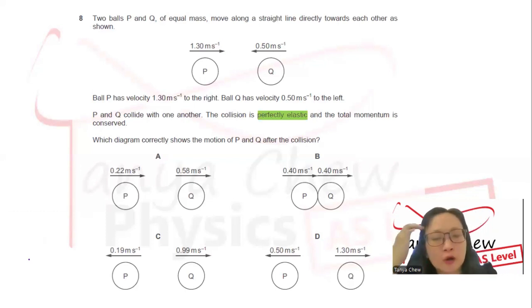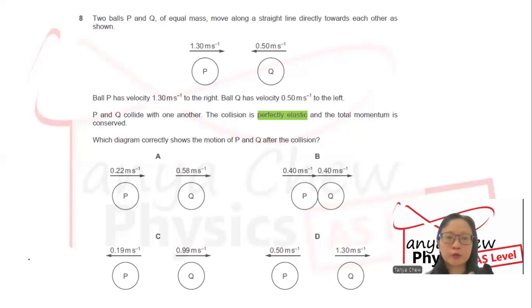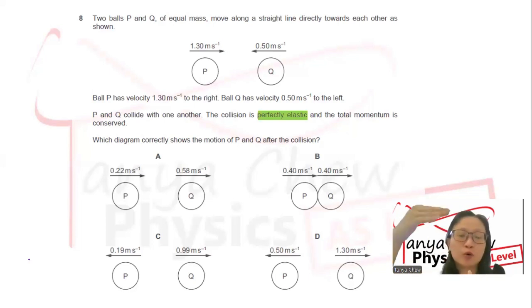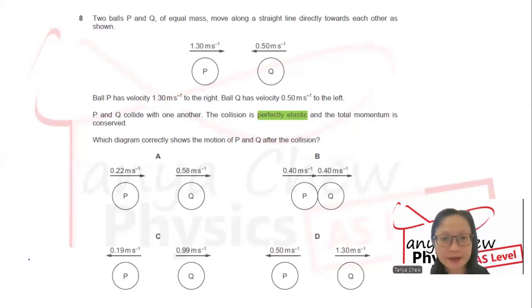If you want to try the long way, you're supposed to use the total momentum of P and Q first. You add them up, and you have to do it one by one for all the choices here, to find the momentum after, which is equal to the magnitude of the momentum before the collision. And then after that, you're supposed to prove the second thing, which is that the total kinetic energy of P and Q before the collision must be equal to the total kinetic energy of P and Q after the collision.